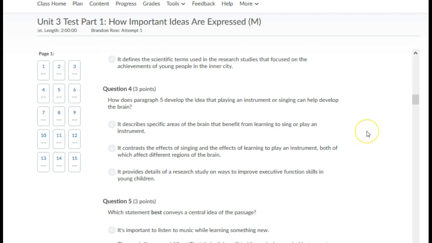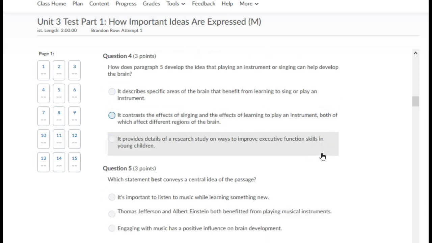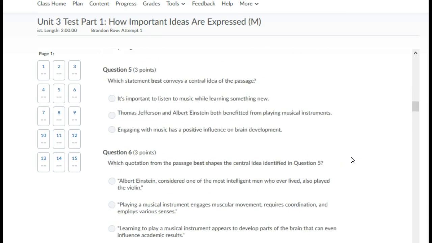Question number 4. How does paragraph 5 develop the idea that playing an instrument or singing can help develop the brain? It describes specific areas of the brain that benefit from learning to sing or play an instrument. It contrasts the effects of singing and the effects of learning to play an instrument, both of which affect different regions of the brain. It provides details of a research study on ways to improve executive function skills in young children.